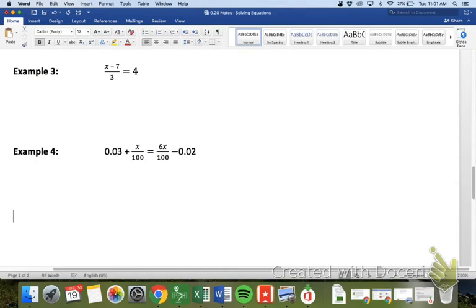So it's being divided by 3, so to undo division, I'd like to multiply here. Because if I multiply by 3, I get 3 divided by 3, which is just 1. Right? So that's going to cancel out the 3 on the top with the 3 on the bottom. And on the left-hand side, I'm left with just x minus 7. On the right-hand side, I have 12, because 4 times 3 is 12. And the property I just used was the multiplication property.